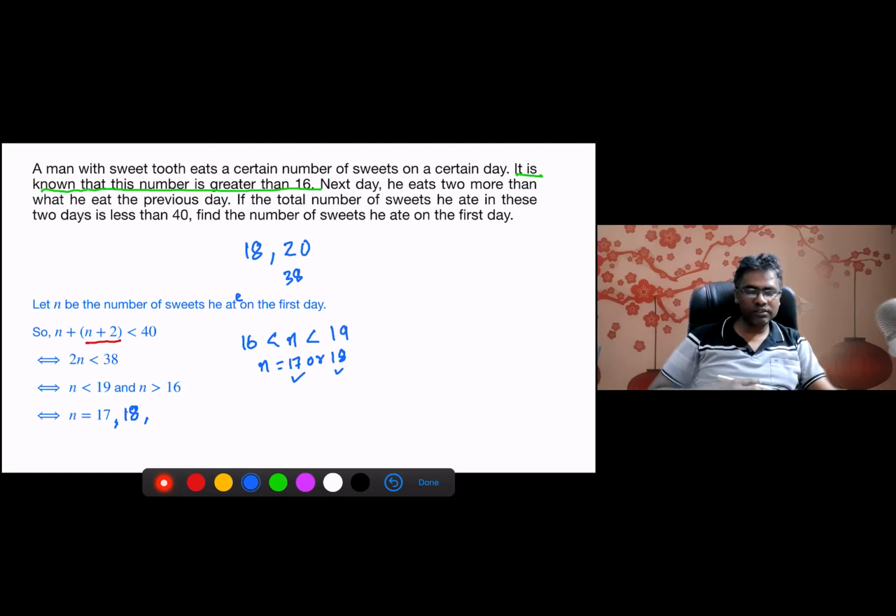Wait a second. Is 19 okay? If he eats 19, then is it okay? Well, I'm trying to add in my mind, sir. Okay, so 19, and then he eats 2 more, then what will happen? That would be exactly 40, so no. So this is not okay. So 17, 18, both are okay. So the answer will be 17 or 18. Understand? Yes, sir.